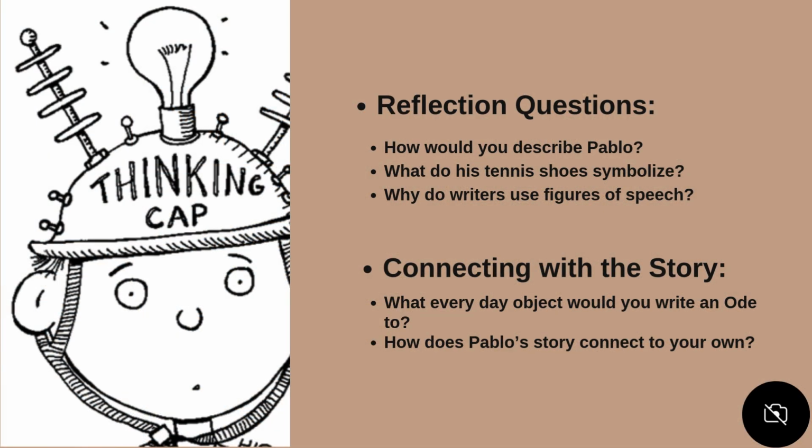Okay, so let's reflect. How would you describe Pablo? What do his tennis shoes symbolize? Why do writers use figures of speech in connecting with the story? What everyday object would you write an ode to? And how does Pablo's story connect to yours?